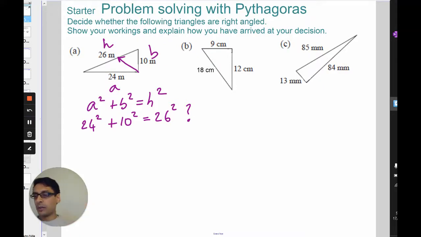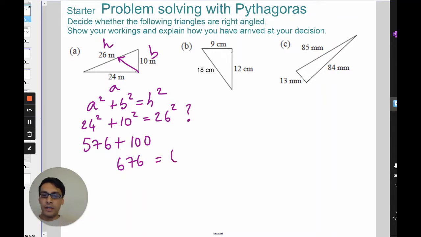So 24 squared, I'm going to do that on my calculator. I get 576 plus 10 squared is 100. I don't know why I use my calculator for that. So that obviously equals 676. And now 26 squared, it does actually equal 676. So therefore we can say, using Pythagoras backwards, yes, this is a right angle triangle because Pythagoras applies to it.